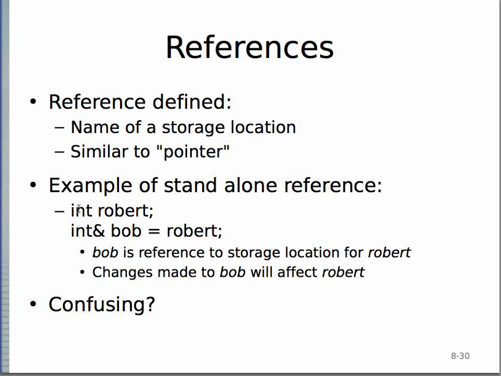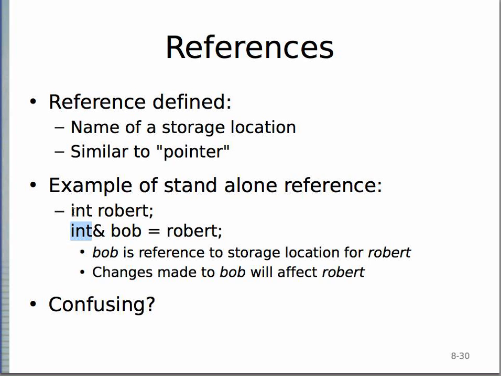So we can set up two ints, an int Robert, and then an int with an ampersand, and this is not in Java at all, saying that Bob is basically a reference type, a reference to an int, and it refers to, in this case, Robert. You have to initialize the reference types right when you declare them. So now you have two things that point to the same memory location. So Robert and Bob actually share one memory location.